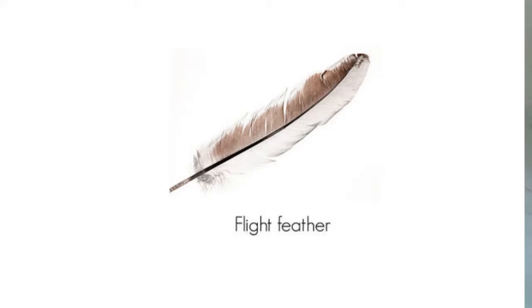So kids, what are the features of flight feathers here? They are large in size. They are present in the bird's tail and wings, right? And they also help to balance while flying, right?